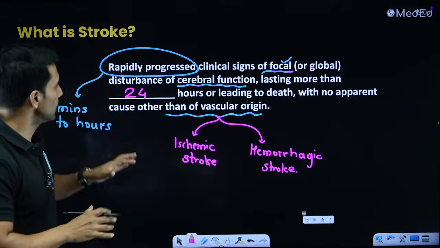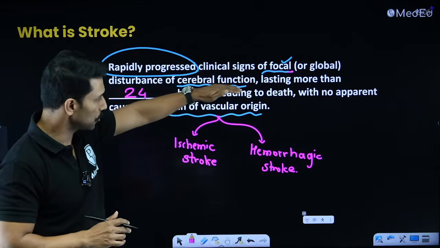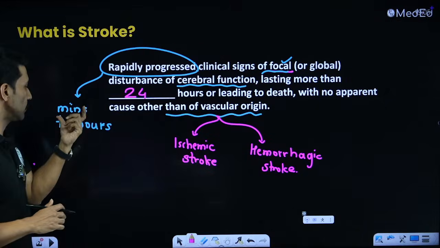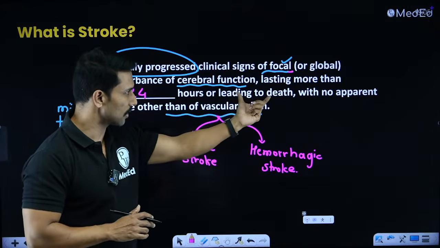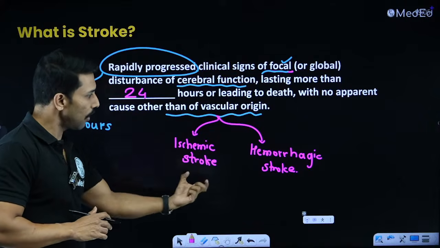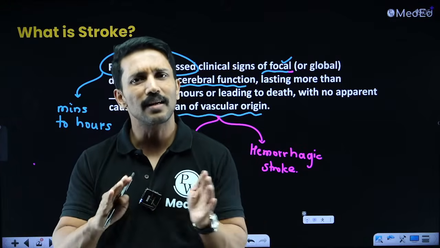Okay, is that clear? When you have loss of some or all of the brain's function resulting in clinical signs and symptoms which evolve rapidly within minutes to hours, and these signs and symptoms last for 24 hours or till the patient's death, and the cause of all these problems is either ischemia or hemorrhage, then we call it stroke. But this is a little old definition.